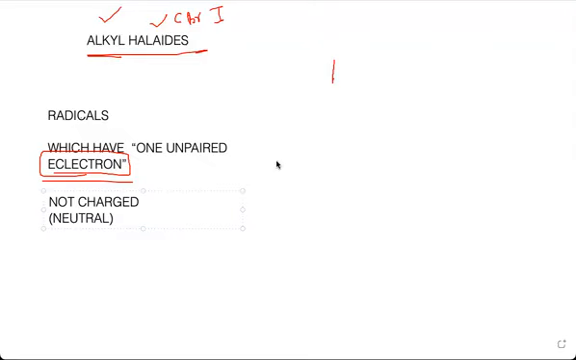A free radical is not a charged particle, it is neutral. This is the main thing about the free radical, and this is the only confusion which students are facing right now, because most of the teachers say the free radicals are charged particles sometimes. No.